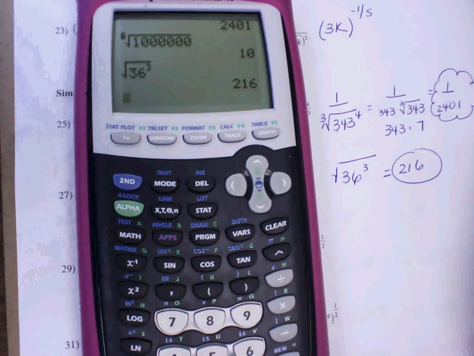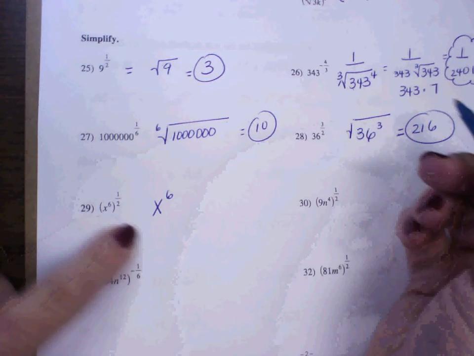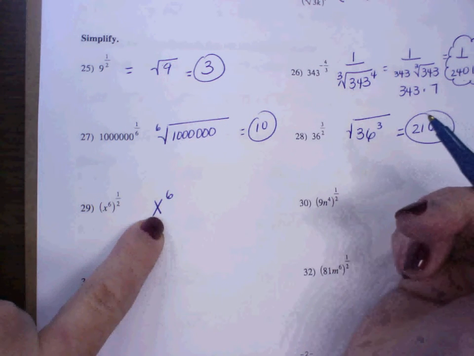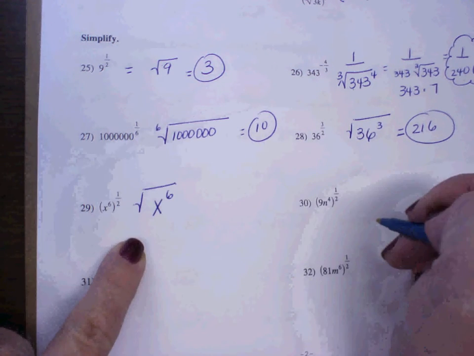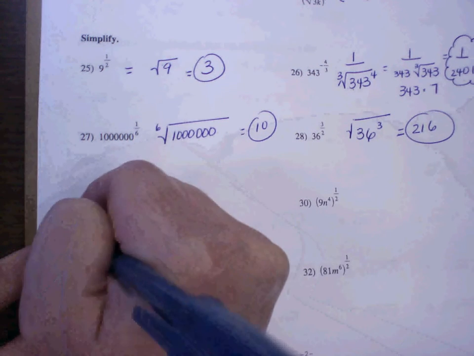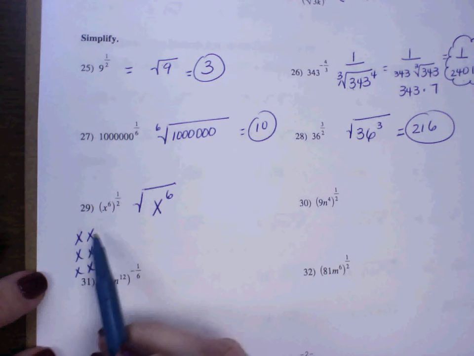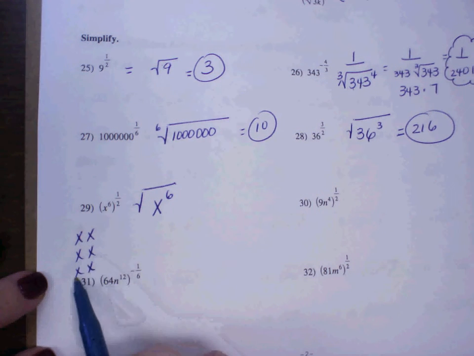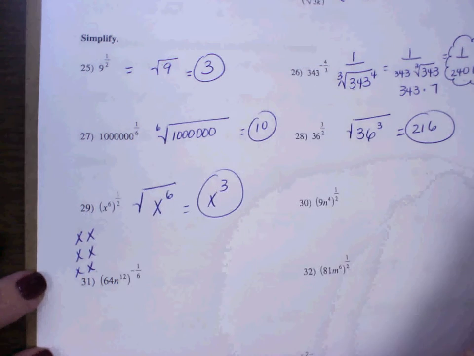Now, if you have letters, you can't do the calculator, right? All right, what's my next one? Uh-oh. How many do I have? 1. What kind of root is it? All right. For every 2, 1 comes out. So how many come out? 1, 2, and 3. So this would be x to the third power.